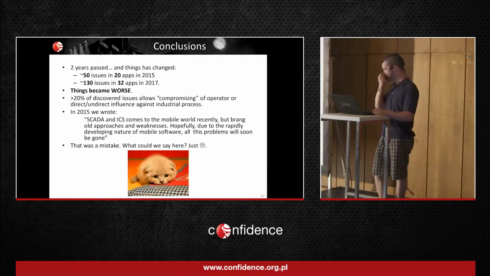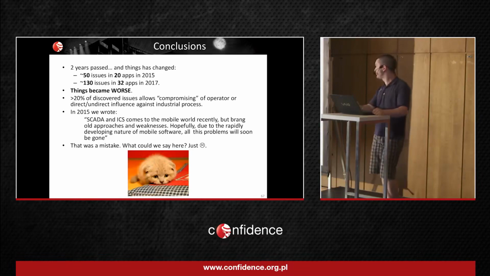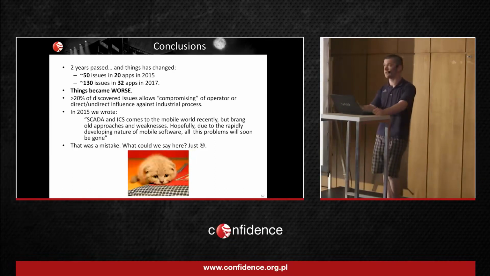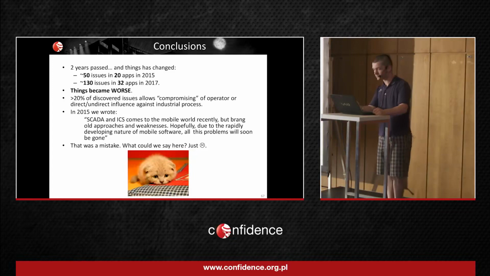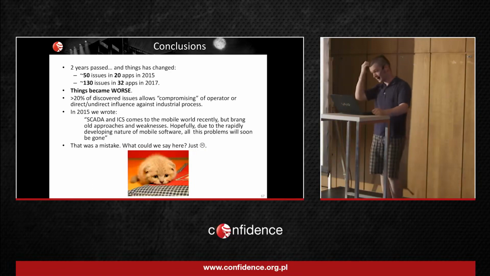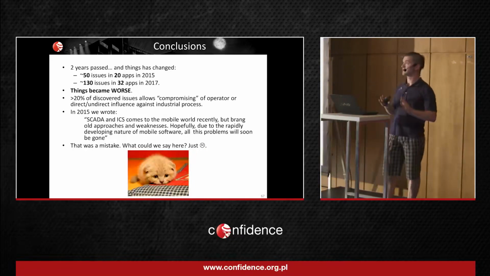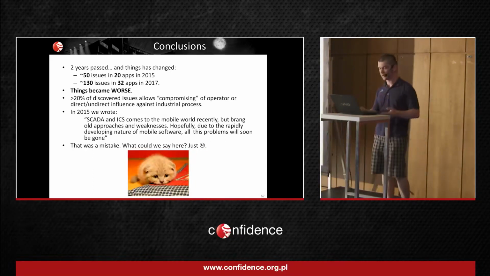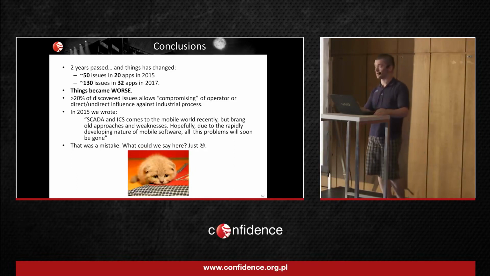In our previous research, we took about 20 applications and found nearly 50 issues. In 2017, we found more than 130 issues in 32 applications. And I need to say that things got really worse. Nearly 20% of all findings allow tricking the operator or getting remote code execution, not only in the application but on the server side.